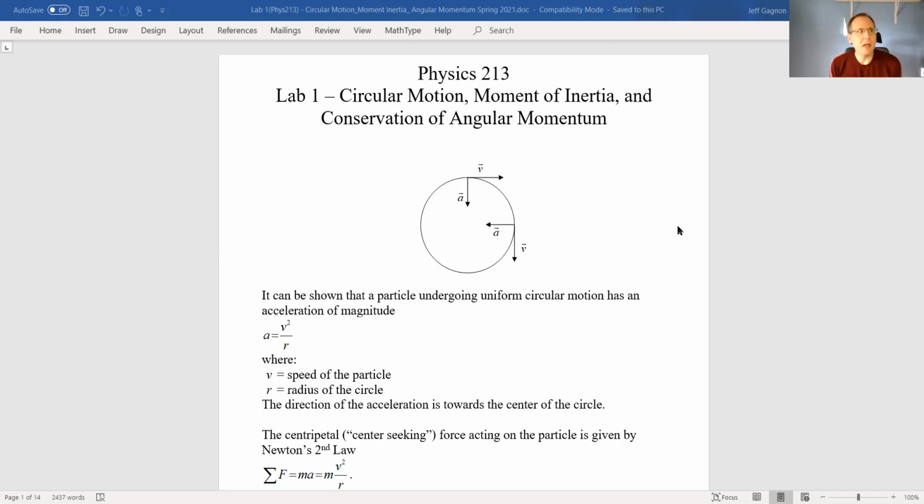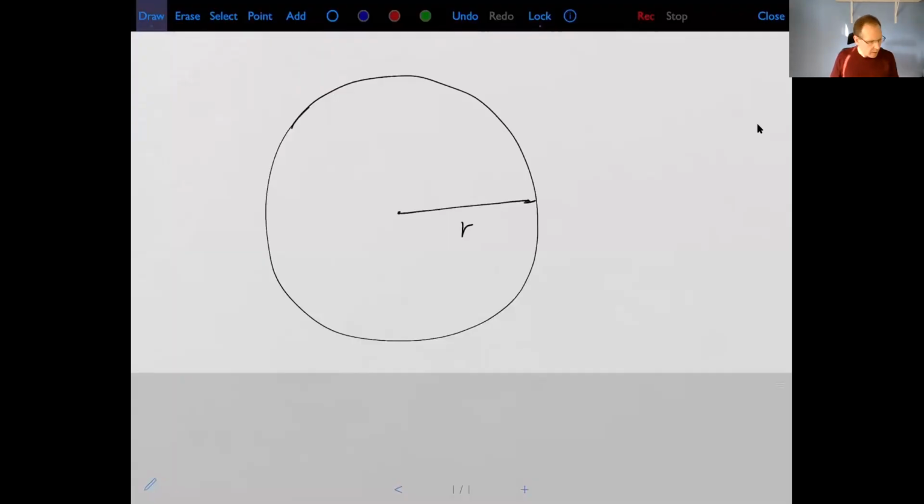Okay, so to start, let me go over a little bit of the theory of circular motion. I want to start by talking about what's called uniform circular motion. Let's say we have a particle and it's traveling at a constant speed. So at this instant at the top here, let's say it has a velocity vector in this direction. So this is say v1. And then a little time later, let's say it has a velocity in this direction.